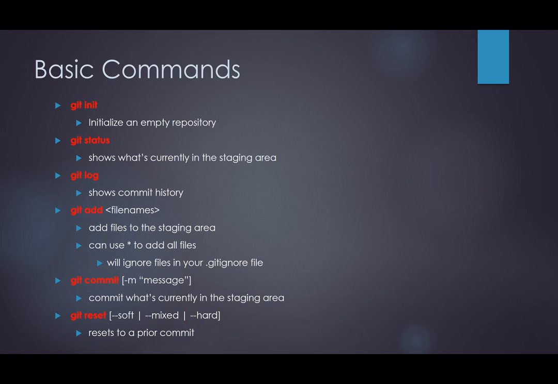git commit will actually commit what's in the staging area, so you can think of that as like pushing to the repository. And git reset will reset to a prior commit. So you would use git reset with git log typically. You can use git log to get a list of the commits, and let's say you push something to the repository and you realize it was a mistake, it broke a bunch of stuff. You can do a reset to a prior commit to basically reset where you were.